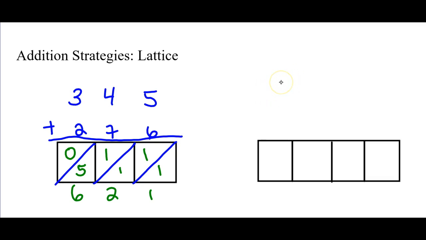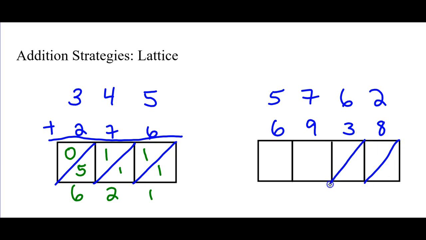Let's try another one. Let's do 5, 7, 6, 2, and we'll do 6, 9, 3, and then say 8, just to see what that comes out to be. So draw your diagonals, then add your numbers up. 5 plus 6 is 11, 7 and 9 is 16, 6 and 3 is 9, 2 and 8 is 10, and then we add along the diagonals.